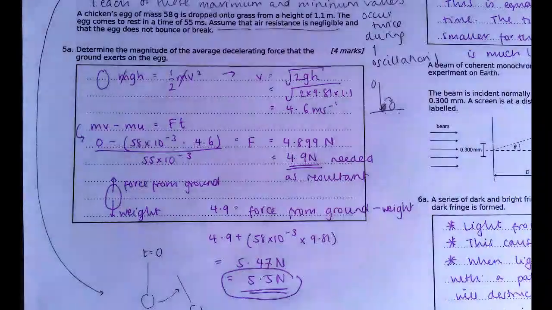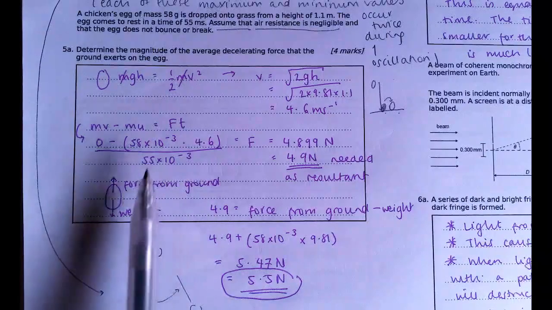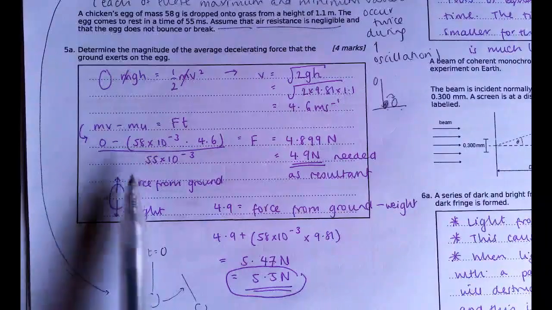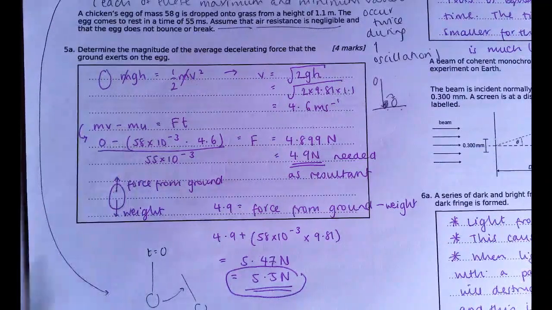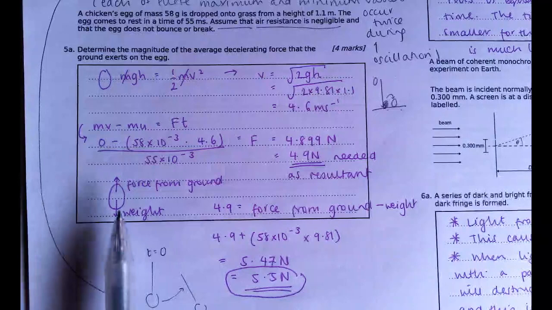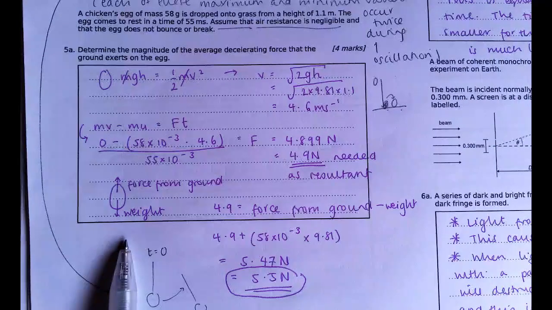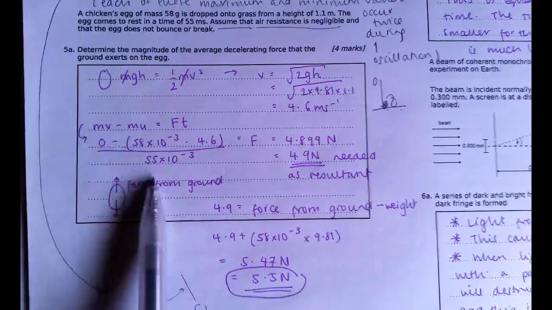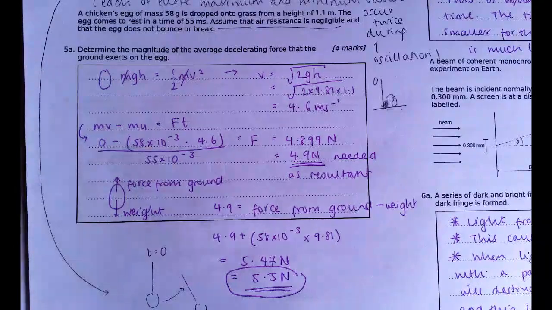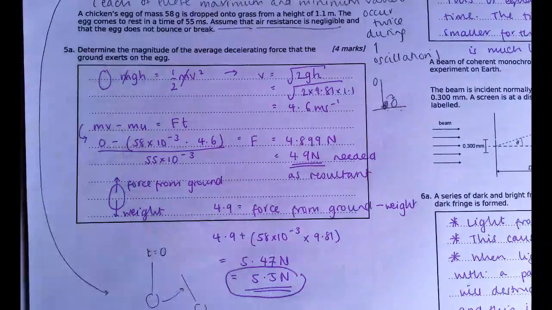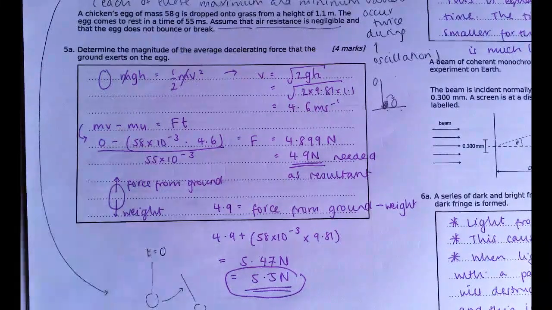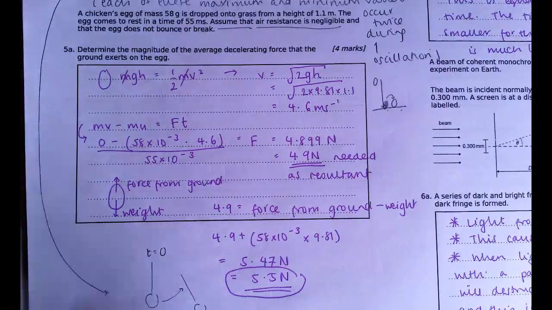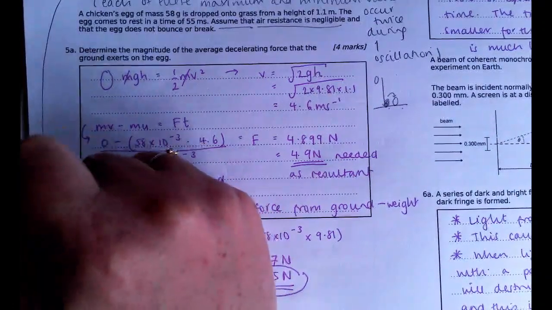We know that that is going to come from the resultant of the forces acting on the egg. So we've got the force pushing up from the ground. Always sketch this out, it'll help you figure it out. And the weight acting down. But overall, what we need from these forces is 4.9 newtons to bring it to a stop. So that must be equal to the force from the ground minus the weight, to get our resultant force up that slows it down.